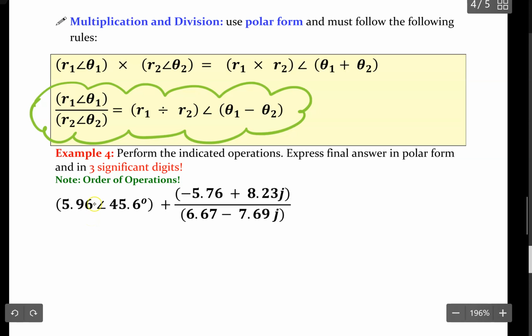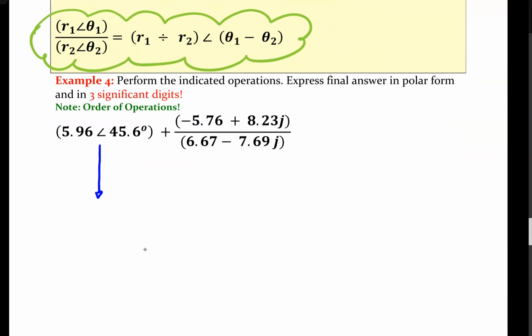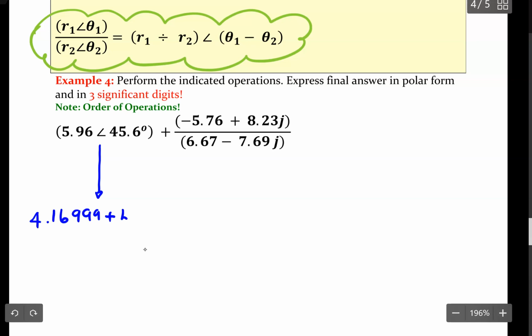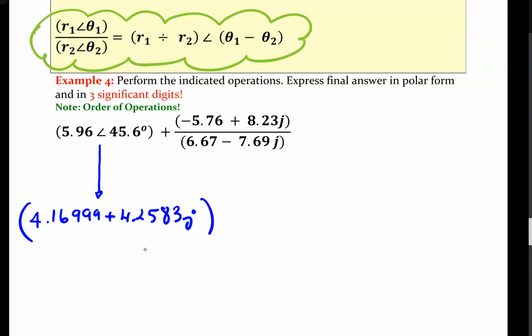If we analyze it, you see this is in polar form. If you have to add to this, it means that you need this complex number in rectangular form. So I might as well do that right away. I will convert this complex number to rectangular form by writing this as 4.16, wow, it's a lot of 9s, so I might as well write all the 9s. And then I add that with 4.25A3J. Again, please practice using your calculator. Master all the steps of what to do when you need to convert from polar to rectangular.